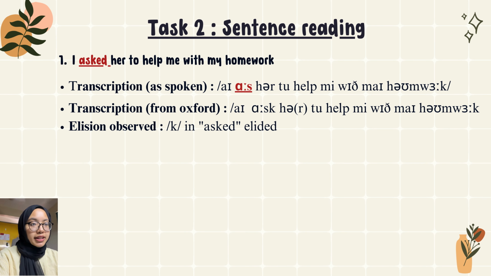Next, moving on to task 2, which is sentence reading. In this task, the participant was asked to read aloud full sentences that contain words or clusters where elision is likely to occur in natural speech. As before, I will play the participant's pronunciation first, then I will give a breakdown and analysis of the pronunciation.